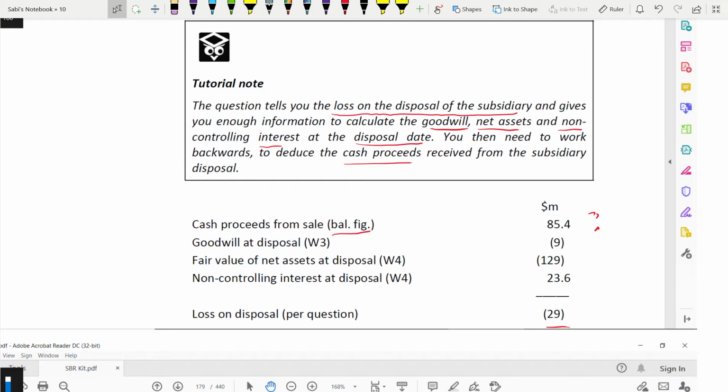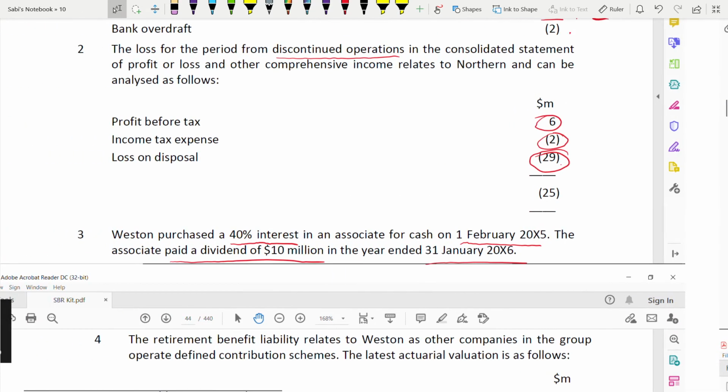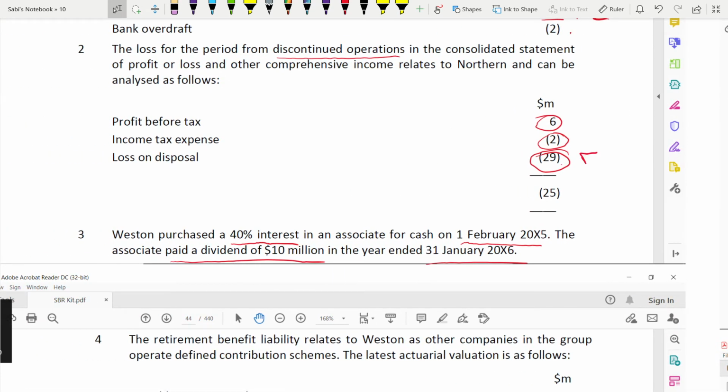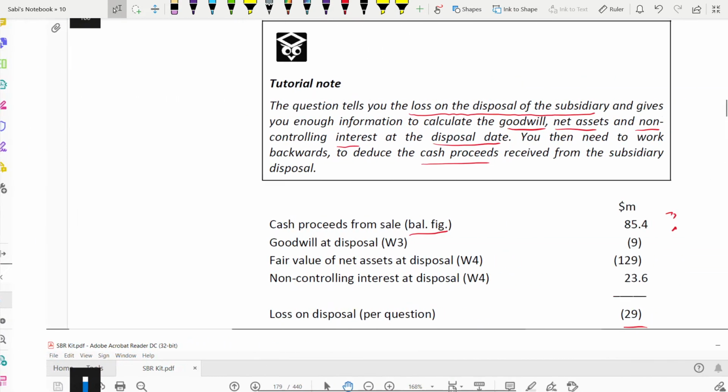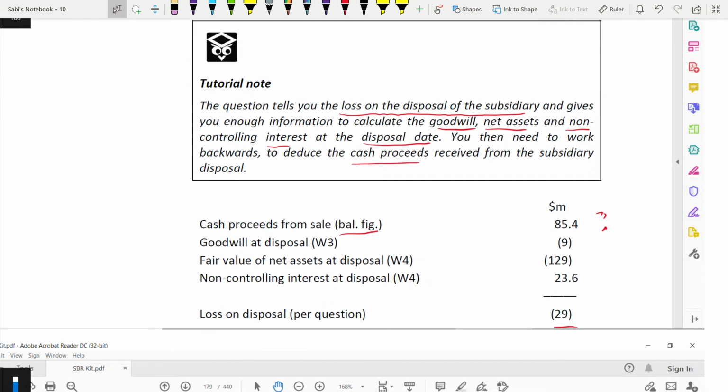Okay, can we go to loss on disposal and see how much loss. From here, this 29, you see, from discontinued operations. 29.